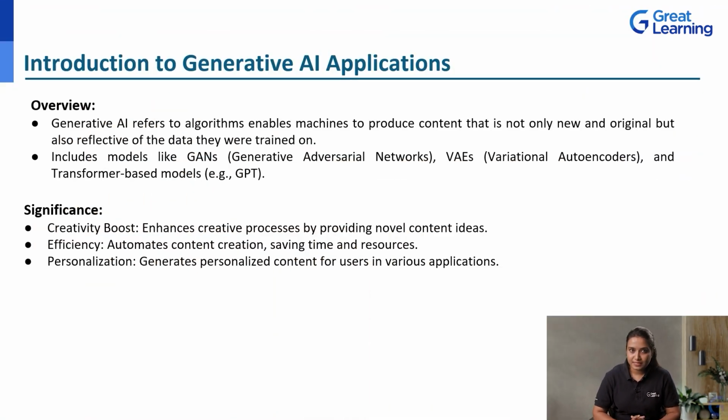After understanding an overview of Python, let's quickly hop on to the next topic. Introduction to generative AI applications, which is the core concept which we have to learn. Generative AI refers to algorithms which enable machines to produce content that is not only new and original but also reflective of the data, and it will always be trained according to the requirement. Right? Generative AI deals with a lot of models. What do these models include? GANs, that is Generative Adversarial Networks, VAEs, variational autoencoders, and transformer-based models such as ChatGPT, right?